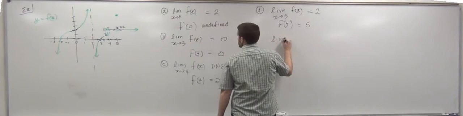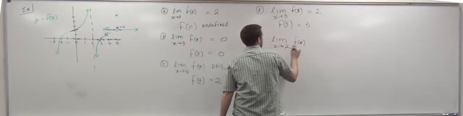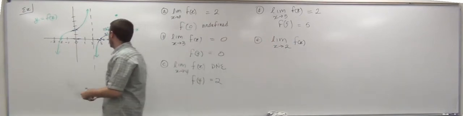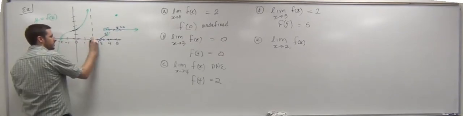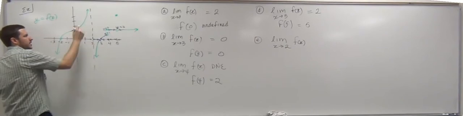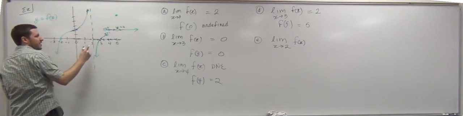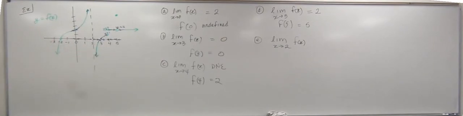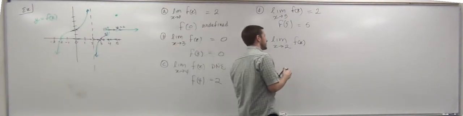And then the last one, I guess, that's interesting. What about the limit as x goes to 2? Yeah, so as x is going to 2, you're looking at x values around 2 from the left and the right. On one side, you're going up forever. On the other side, you're going down forever. These are never going to converge on a single y value. So the limit does not exist.